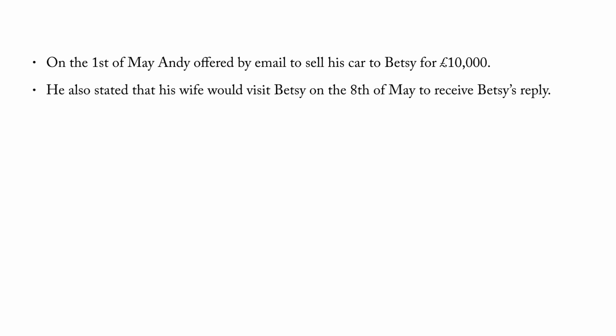He also stated that his wife would visit Betsy on the 8th of May to receive Betsy's reply. This particular element in the question outlines two specific things. Firstly, there is a prescribed mode where Andy is expecting that particular acceptance. So he wants Betsy to provide whether she accepts it or not via his wife, who will be visiting on a particular date. The second aspect is the timeline that has been provided. Andy expects this offer to be either accepted or rejected by Betsy on or before the 8th of May. In other words, he has created a termination point for the offer. This is one way that you can look at it.